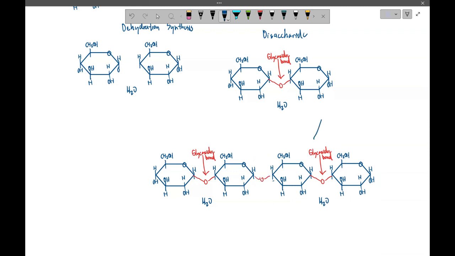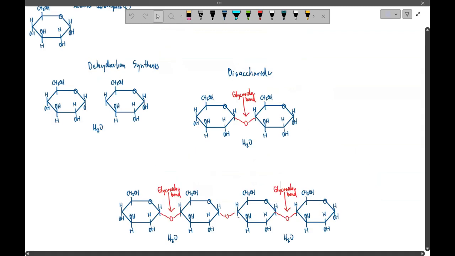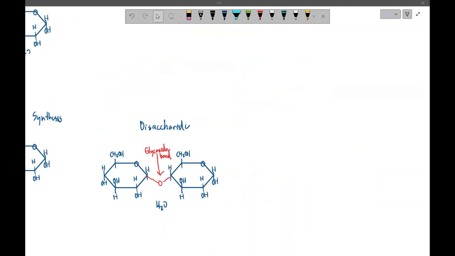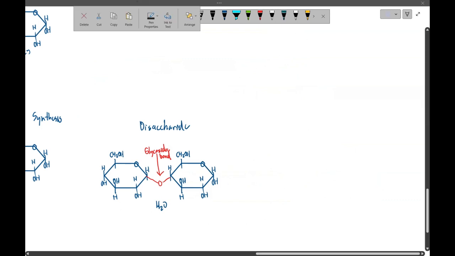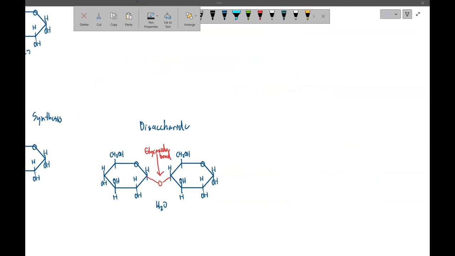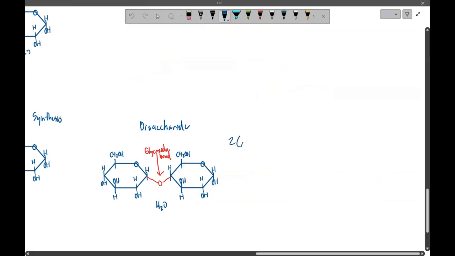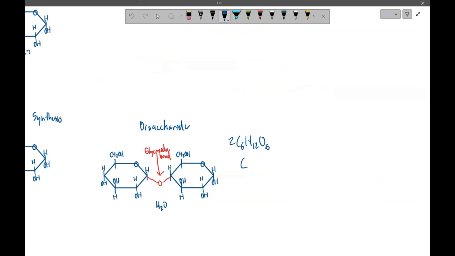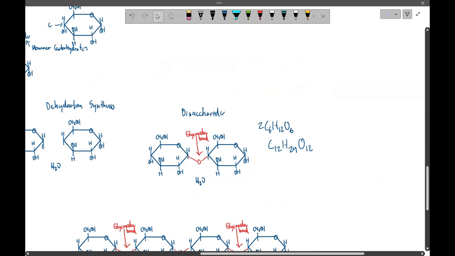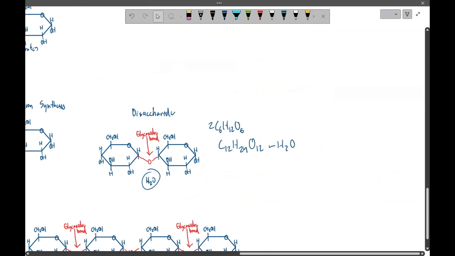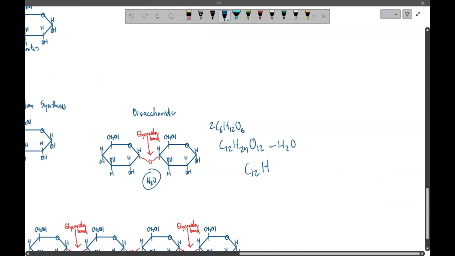Now, while you're having molecules undergo dehydration synthesis, it's important to keep in mind that you're not doubling the formula. So you can't just do this, because you would end up with this. If you double C6H12O6, you would end up with C12H24O12. And that's not it, because we lost a water molecule. So what you're going to do is subtract the water molecule, and you're going to end up with C12H22O11.